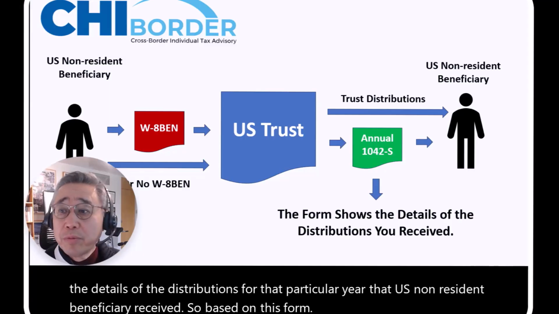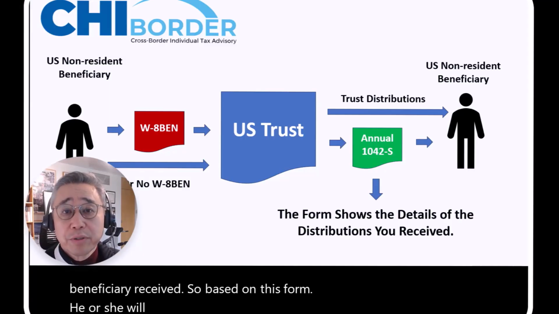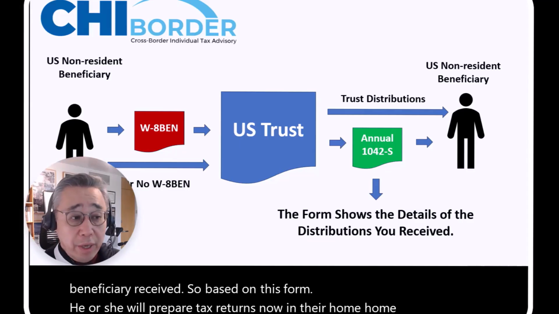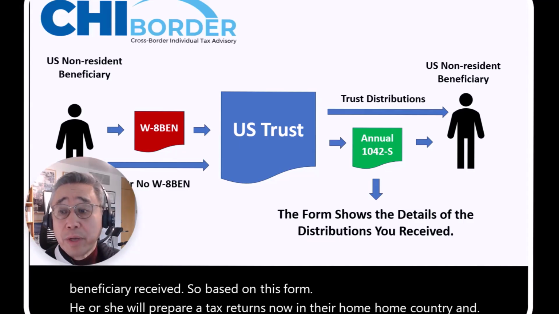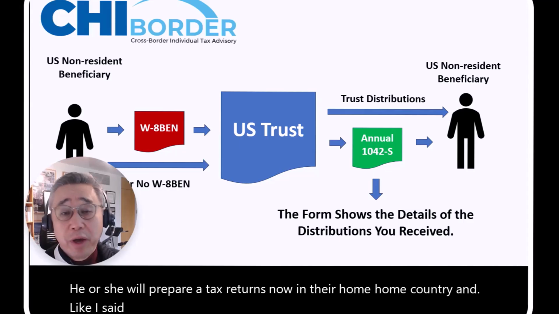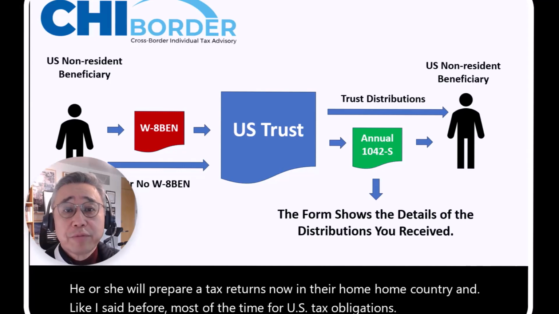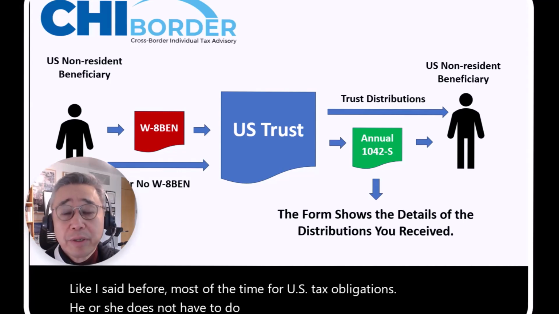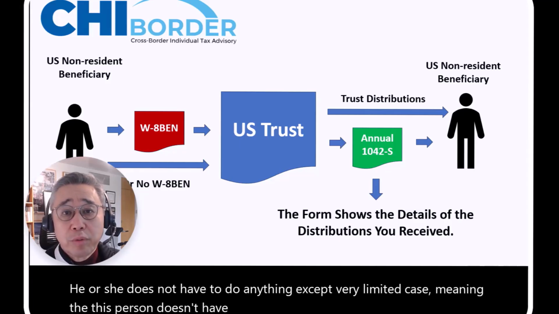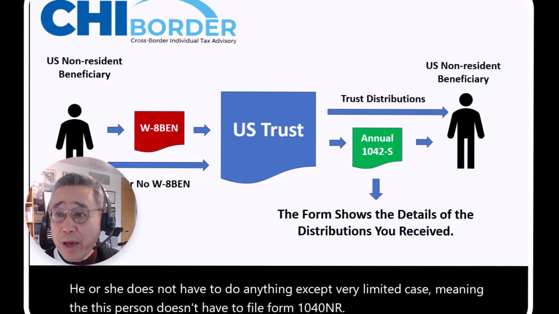So based on this form, he or she will prepare tax returns now in their own home country. And like I said before, most of the time for U.S. tax obligations, he or she does not have to do anything except in a very limited case, meaning this person doesn't have to file Form 1040-NR, the non-resident tax return.